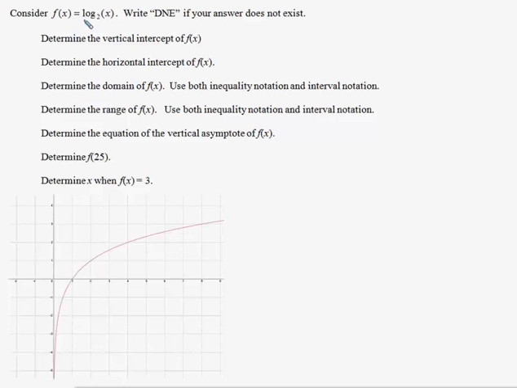Given the equation f(x) = log base 2 of x, we have several questions to answer, and if any of the answers do not exist, we are to write DNE. To explain many of these questions, I'm going to refer to the graph of y = log base 2 of x. But I want to show you that as long as b is bigger than 1, we know something about the graph of a logarithm, and many of the answers to these questions will follow based on that.